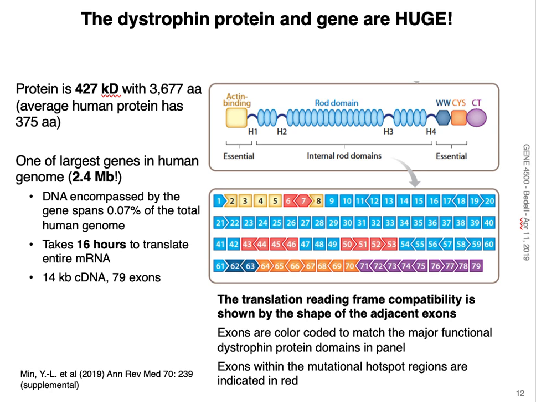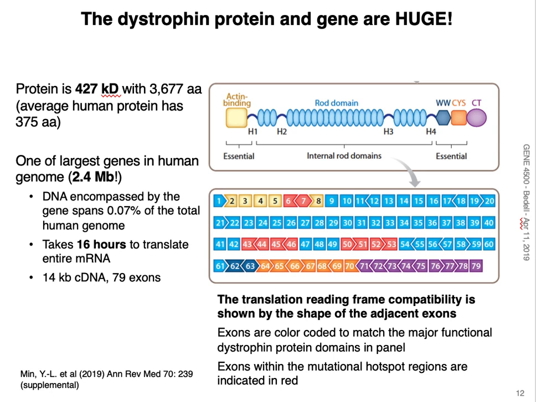Anyway, that causes technical problems with running gels for Western blots, and people struggled with this for quite a while, but then they did get it. And the other thing is that it's almost 4,000 amino acids. It's 2.4 megabases, but a lot of that, of course, is intron. There's a lot of splicing.